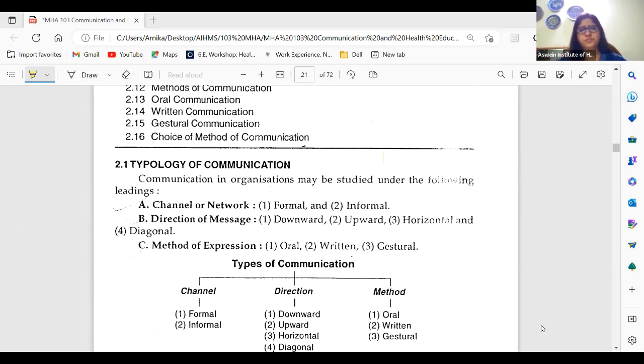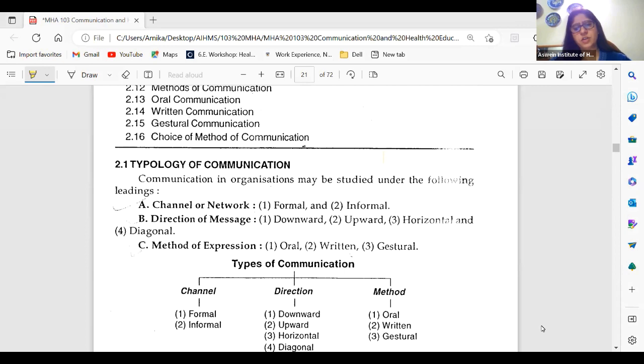Okay, so today we'll be talking about the network which we use in communication. There are a few mechanisms or directions by following which communication can be done. So as you can see, I have taken this from the notes only. It is known as a typology, which types we are using, which are the channels or directions or methods which we are using for communication.